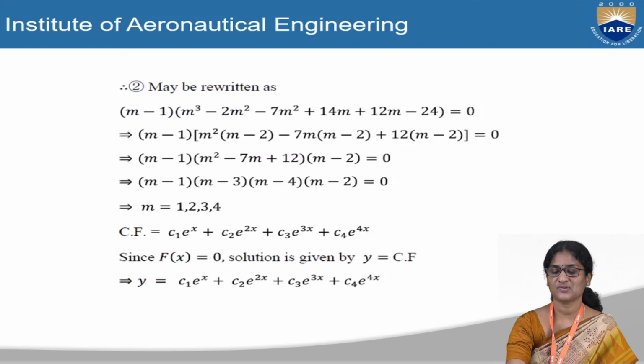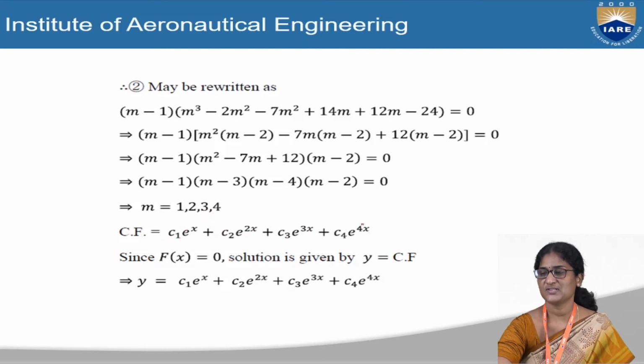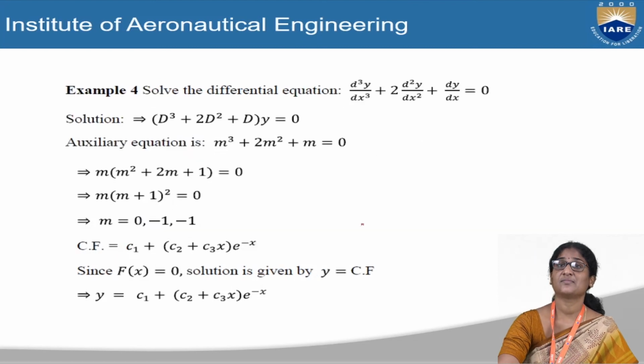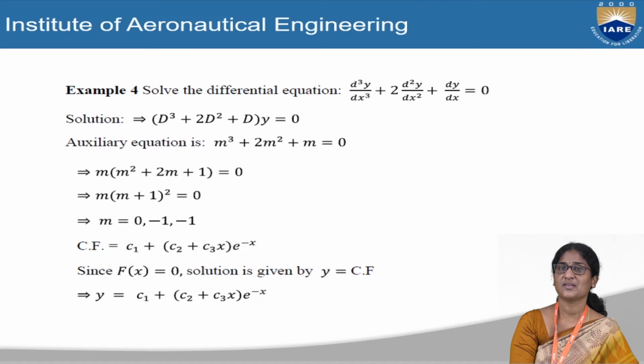And what are the 4 roots? There are 4 distinct roots: 1, 2, 3, 4. So how to write the complementary function? C1 e to the power of x plus C2 e to the power of 2x plus C3 e to the power of 3x plus C4 e to the power of 4x. So this is how homogeneous equations with non-repeated roots can be given as a solution. Now we'll take one example of how to write a complementary function for repeated roots.